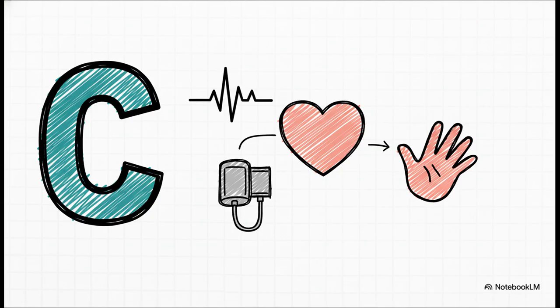C is for circulation. And this is about way more than just checking a pulse. We're looking at the whole system. Yeah, you check their heart rate and their blood pressure, but you also need to look at them. What does their skin feel like? Are their hands warm and pink? Or are they cold and clammy? That tells you a whole lot.